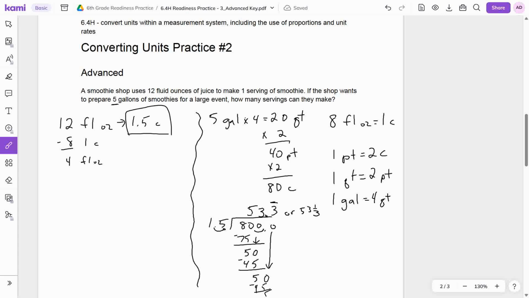Now, let's interpret this in the context here. The shop is not going to make 1/3 of a smoothie. So we'll just say 53 full smoothies. We're just not going to count that last 1/3. That's how many we can make.